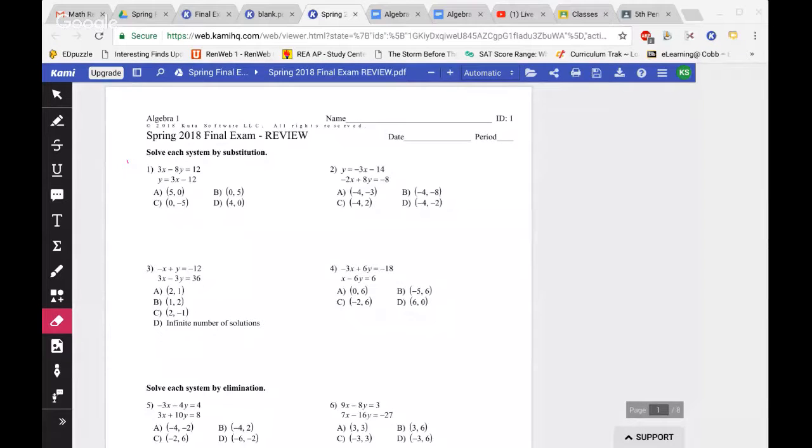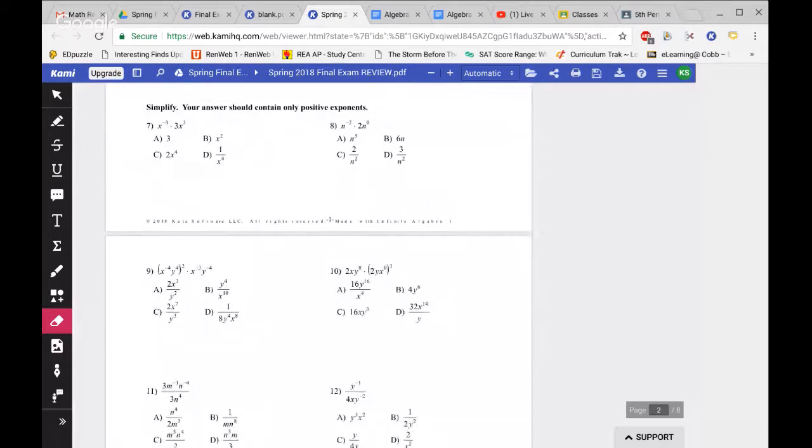I think we were going to start with exponents. Okay. That's right. I remember now.